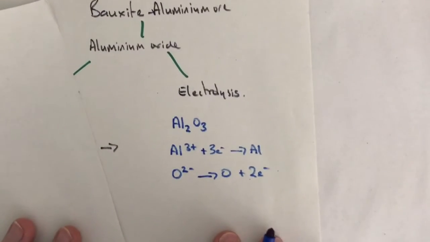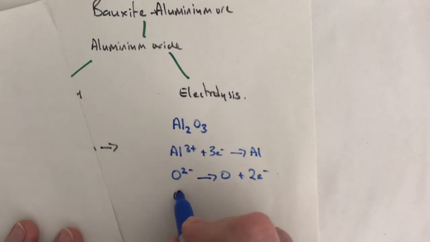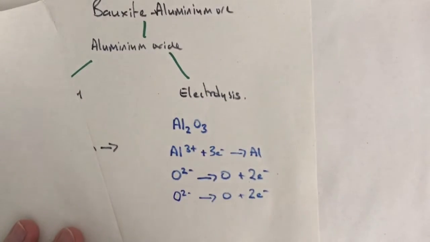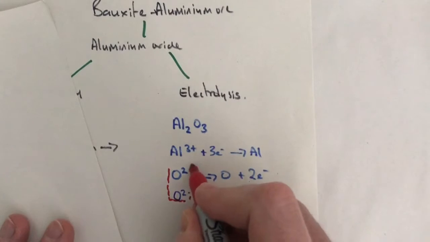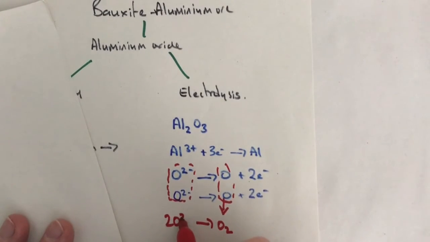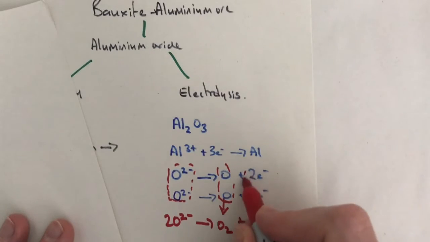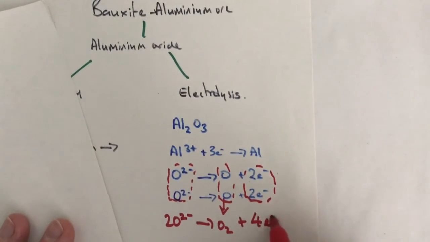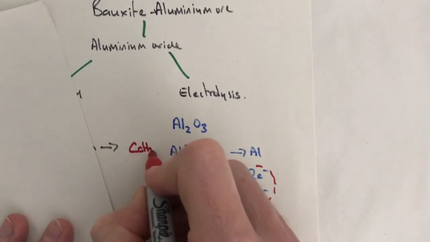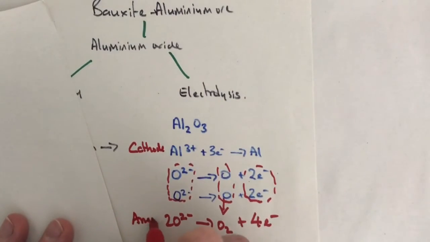Now we need to be careful here because remember the oxygen is diatomic, therefore I would need 2 of those reactions to make this work, because when these come together, this one gives you O2, therefore it's diatomic. To make O2, I need 2 lots of the oxide ions, and it's going to produce 4 lots of the electrons. Okay, so that's the reaction. Let's put that on there. That's the reaction at the cathode. That's the reaction at the anode.